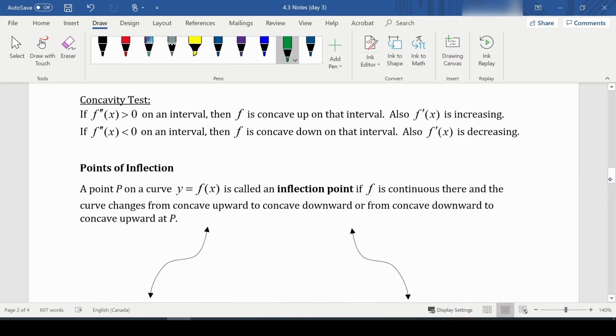Now, when we're looking for concavity, we're going to look at f double prime. F double prime being positive means f is concave up on that interval. F prime would also be increasing. If f double prime is negative on an interval, then f is concave down on that interval, and f prime will be decreasing.